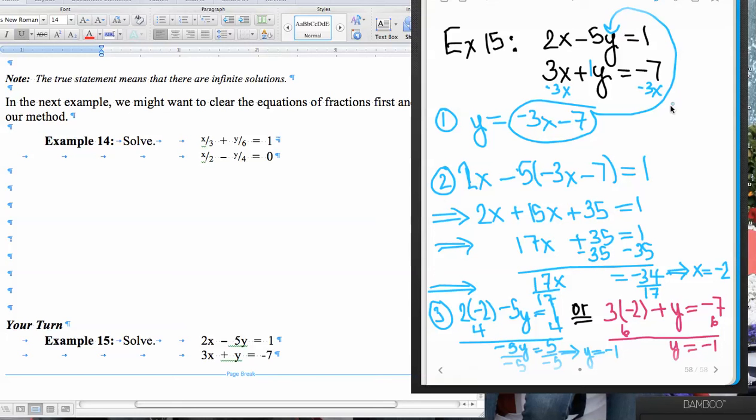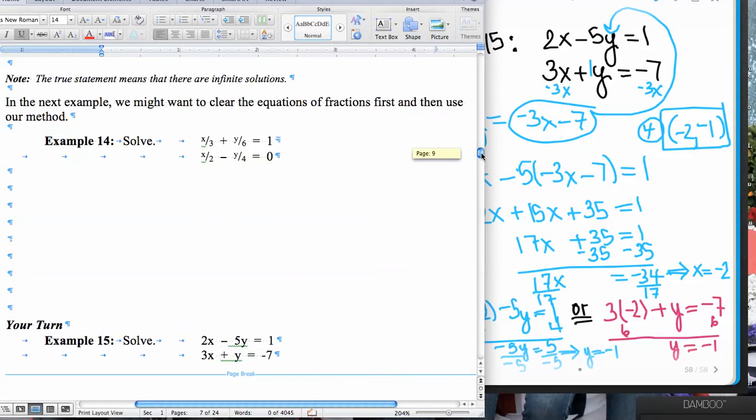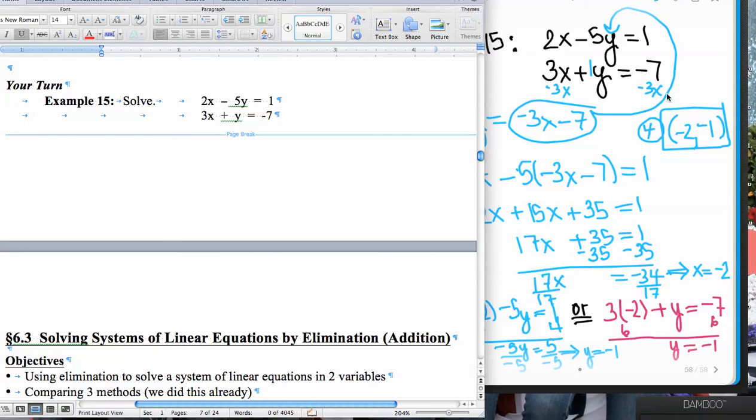And finally, once I have all of them, my step number 4 is to write the ordered pair solution. So my x was equal to -2, and my y is equal to -1. And now I have my solution. So that is the your turn problem. Hopefully you were successful at that, and that wraps up section 6.2.